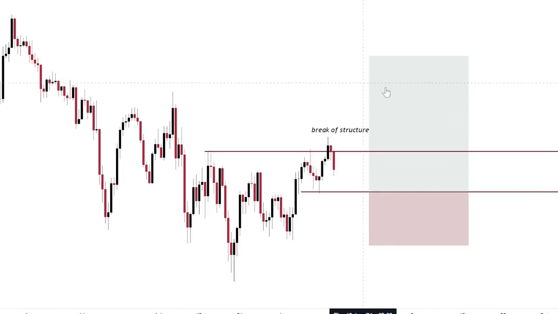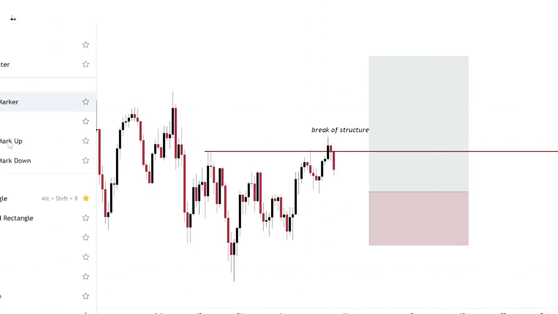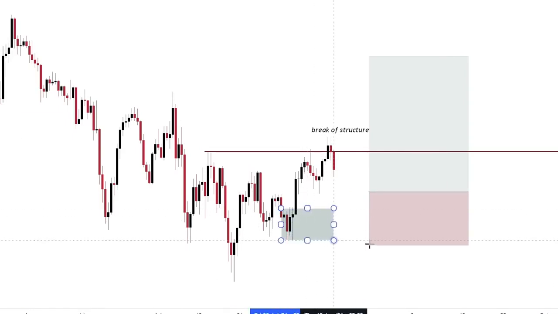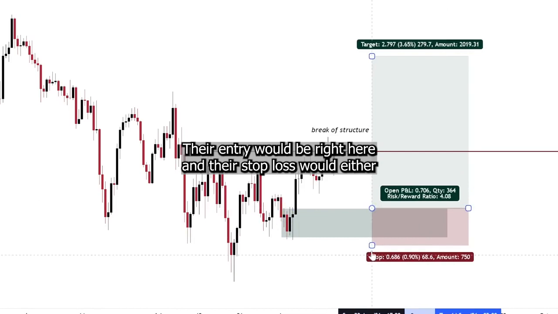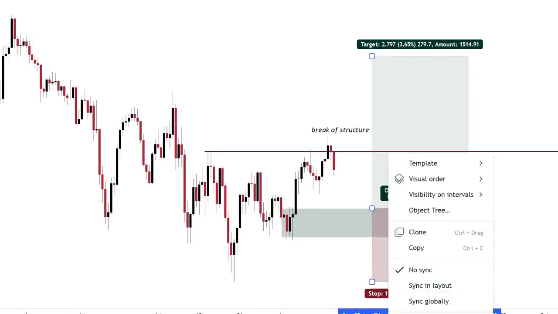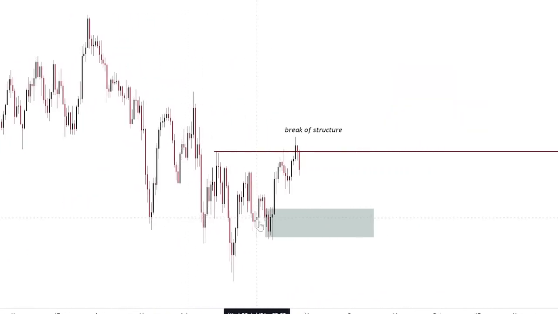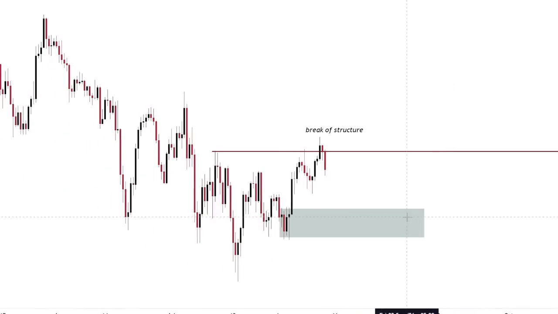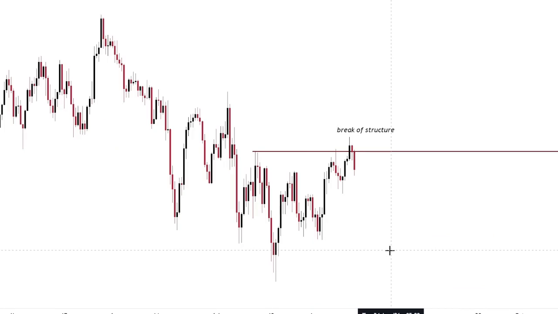They would think that price will continue higher. And your smart money trader will try and take a basic change of character trade right here. Their entry would be right here, and their stop loss would be either right below this swing or below this swing. So when an external happens, it takes out both smart money traders and retail traders, taking them both out of the market and going along with the change of character. So let's take a look.